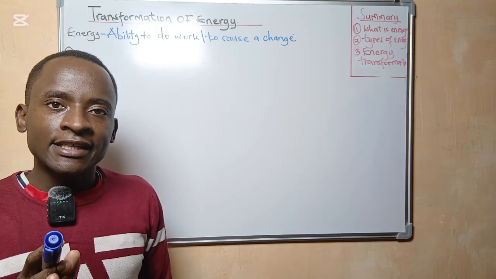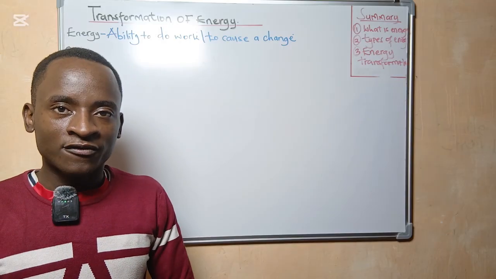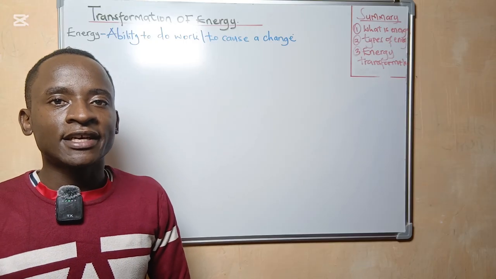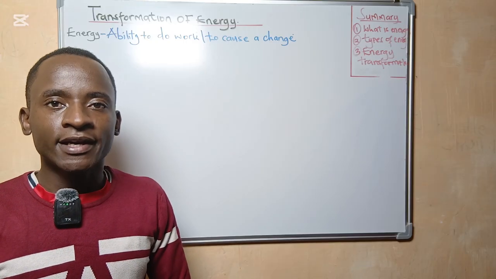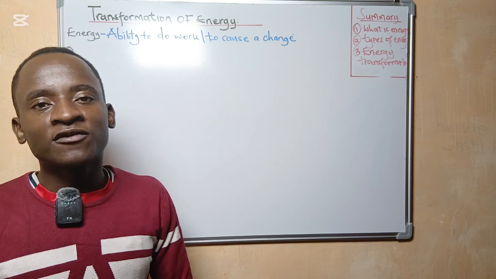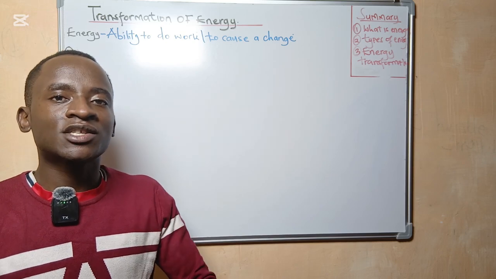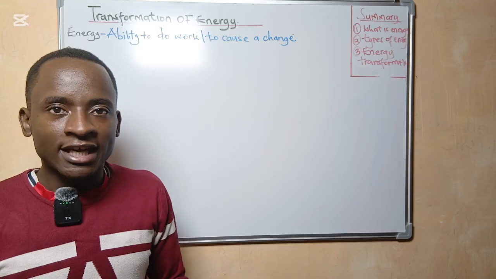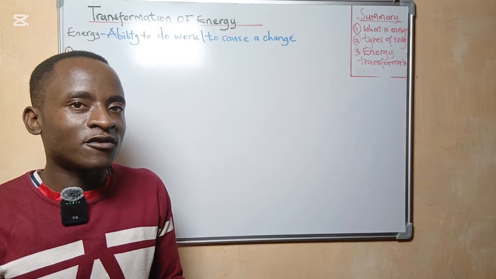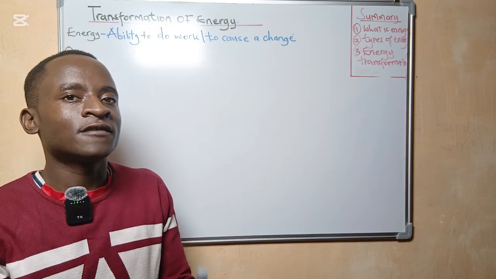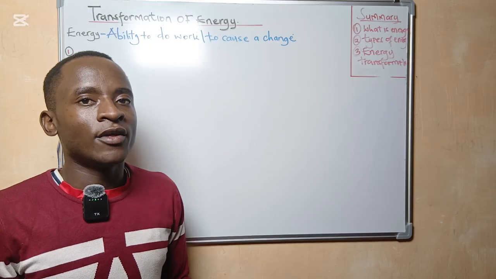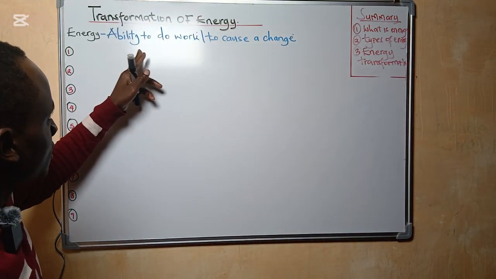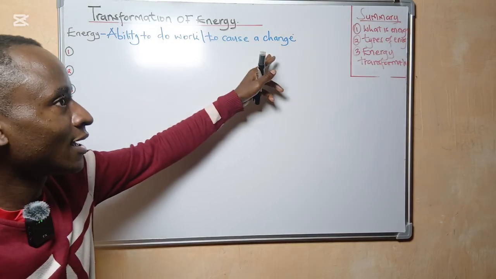Now, for this case, light is a form of energy. Light is a form of energy that enables us to read. Light is a form of energy that enables us to see things in our surrounding. So the light enables us to perform a particular task of reading. Therefore, we say that energy is the ability to do work or to cause a change.